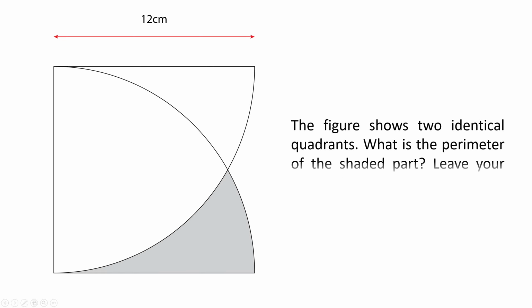The figure shows two identical quadrants. What is the perimeter of the shaded part? Leave your answer in terms of pi. Do take note from the question that the two quadrants are identical to each other.